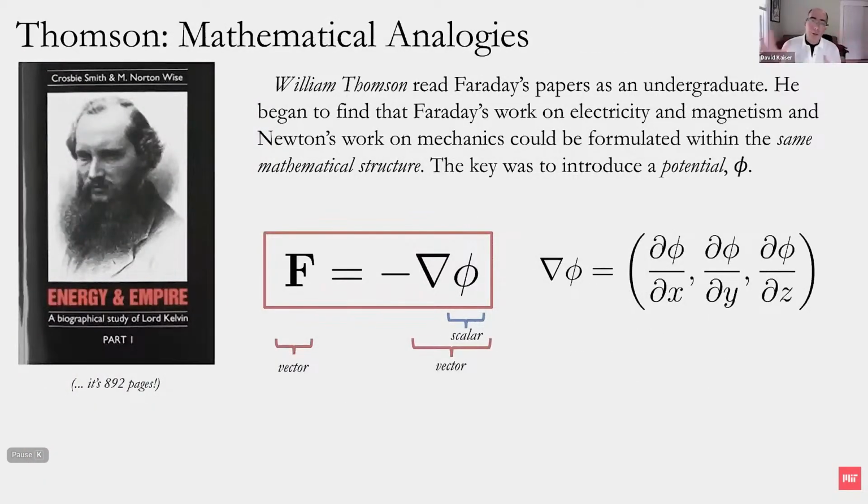So let's go a little bit into some of how William Thomson and James Clerk Maxwell start treating Faraday's kind of intellectual legacy. Thomson began reading Faraday's books as well as some articles as an undergraduate. Thomson was still basically 18 and 19 years old at Cambridge when he starts devouring Faraday's work, or continues to do so. He began to realize that he could kind of translate Faraday's work on the one hand, and also Newton's work on mechanics within the same mathematical structure.